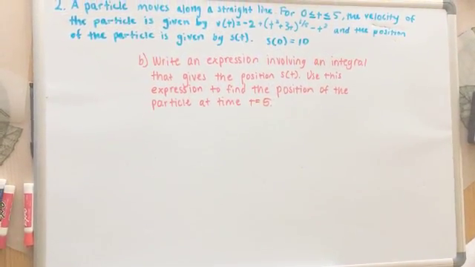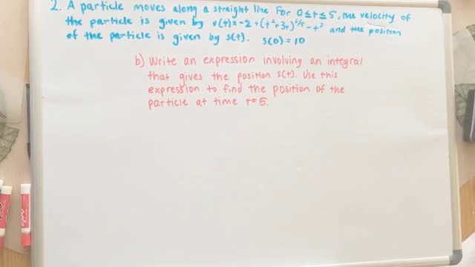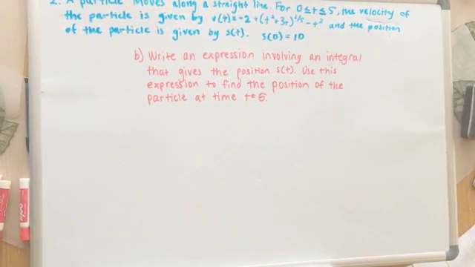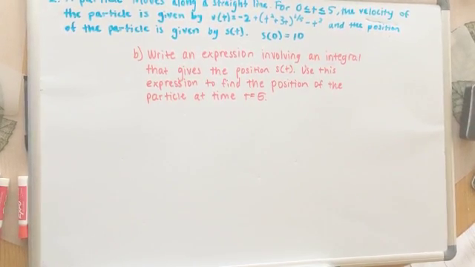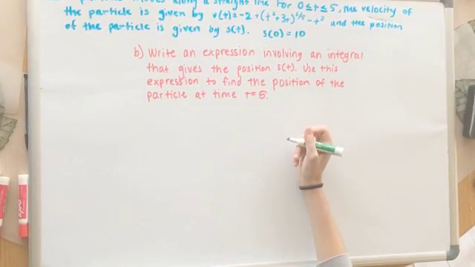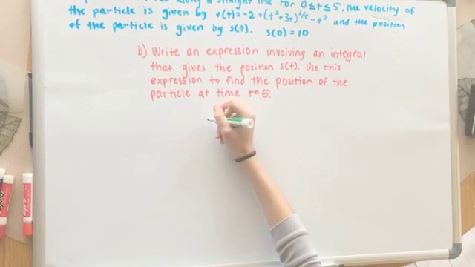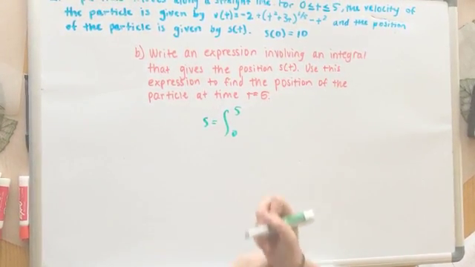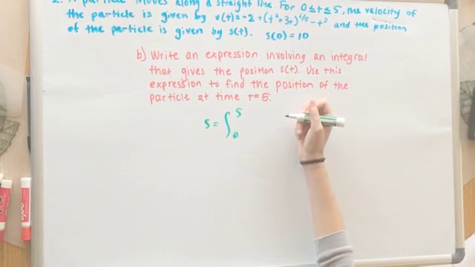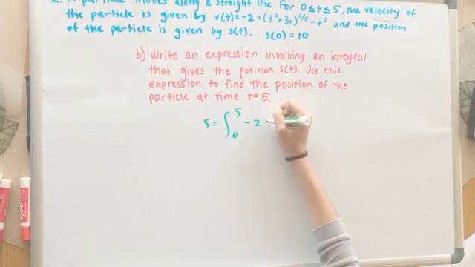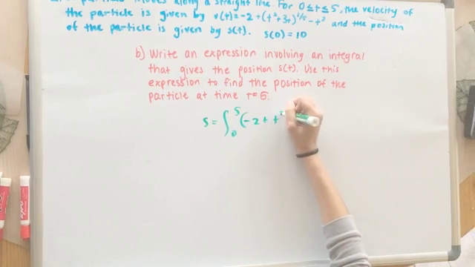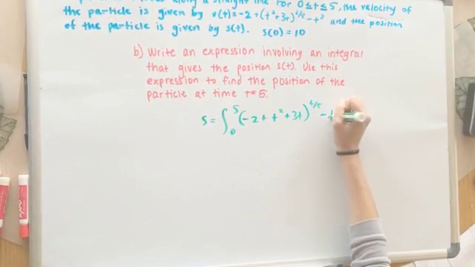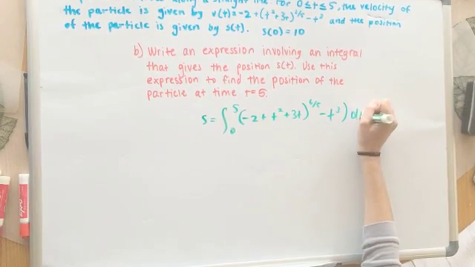Part B is write an expression involving an integral that gives the position s of t. Then use this expression to find the position of the particle at time t equals 5. Since we're finding the position at t equals 5, the integral we set up is from 0 to 5. So we have s equals the integral from 0 to 5 of v of t, and plugging in the velocity function, we get the integral of -2 plus t squared plus 3t to the 6/5 minus t cubed dt.